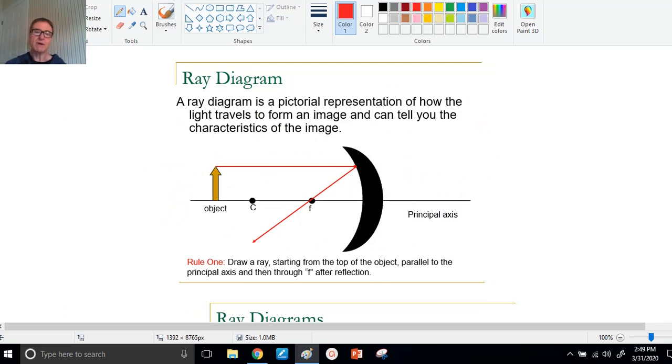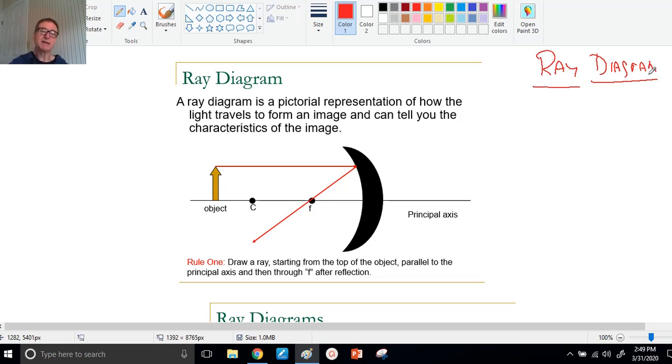So let's talk about ray diagrams. If you look on my website, I have a ray diagram cheat sheet, and what this does is it gives you rules for drawing light rays for both lenses and mirrors. There are essentially 3 rules for drawing the light rays, depending on whether it's a mirror or a lens. Right now we're dealing with ray diagrams for mirrors.